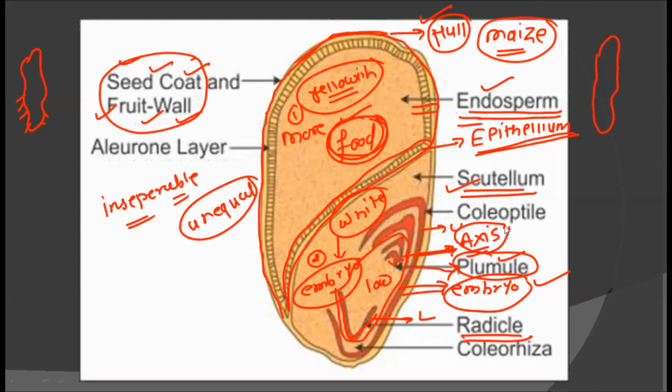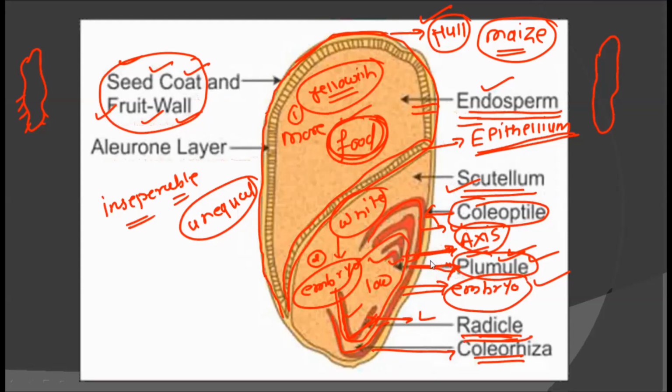As you can observe, this axis has both the components, plumule as well as the radicle. The upper part of the axis contains the plumule, while the lower part of the axis contains the radicle. The plumule is covered by a protective covering, and this protective covering which covers the plumule is called the coleoptile. In a very similar way, the radicle is also protected by a particular layer. This layer is called the coleorhiza.